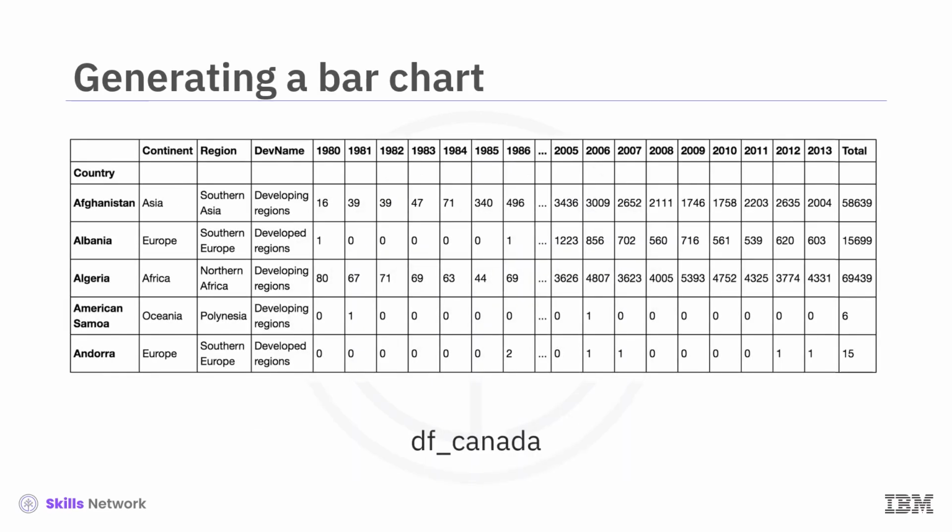From our dataset on immigration to Canada, we created a data frame called DF_Canada, having country names as the index of each row, and a column total represents the cumulative sum of annual immigration from each country from 1980 to 2013. So let's see how we can use Matplotlib to generate a bar chart to visualize what immigration from Iceland to Canada looked like from 1980 to 2013.